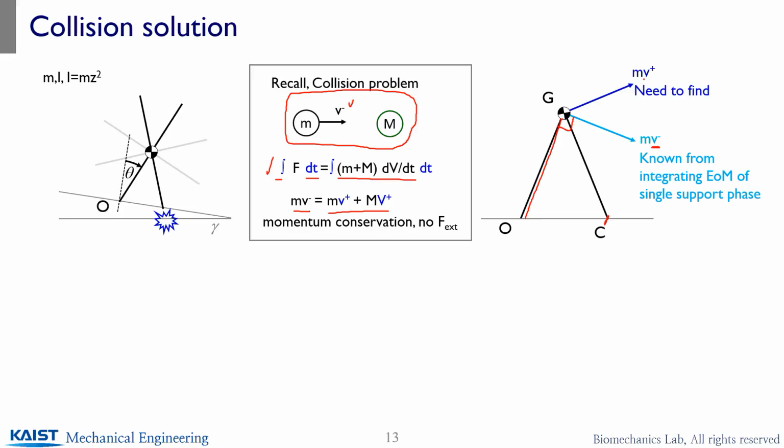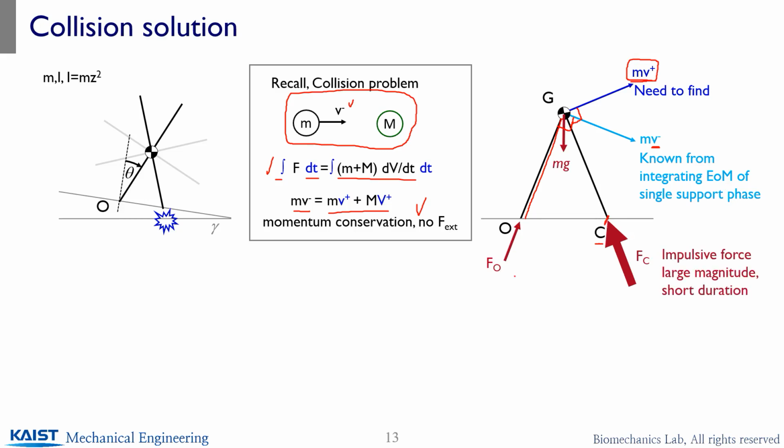And right after collision, we want to know what the velocity is going to be. To do so, we are going to use the momentum equations. This one is now perpendicular to the new stance leg contact with the point C. The forces applied during the collision are going to be the contact forces from the point O and point C, and gravity. And note that whenever a collision occurs, there is a very large amount of force applied for a very short amount of time. That's what we call the impulsive force applied at the point C.